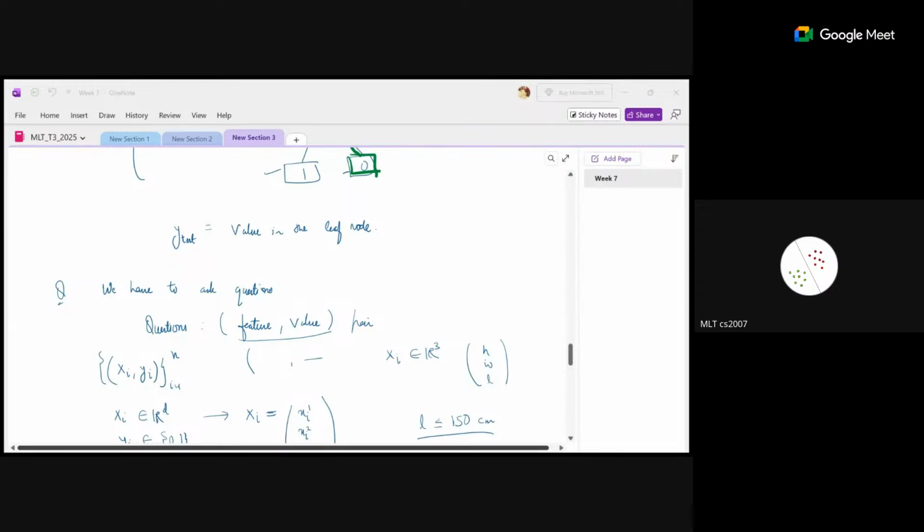Ma'am, in the question paper, will it be asked regarding internal nodes and all that for decision trees, or something else? In the question paper, we can't say that. You should be familiar with whatever has been taught or whatever has been asked in the assignments. So it depends.